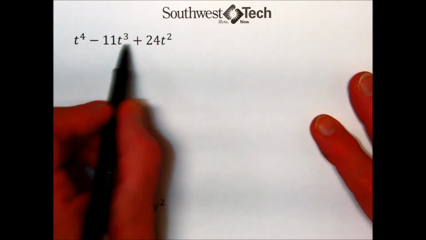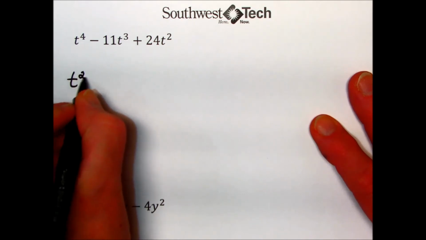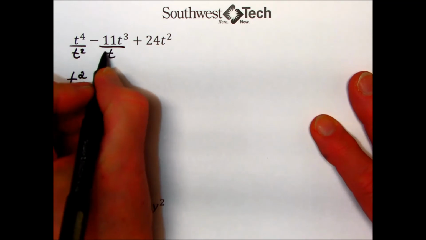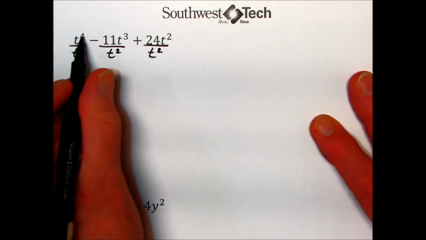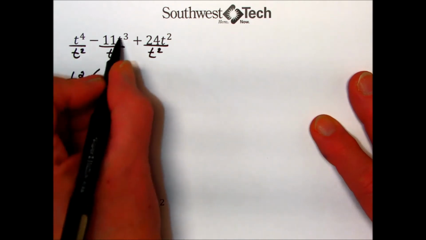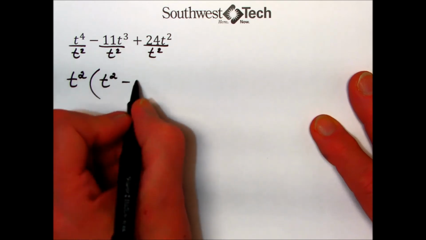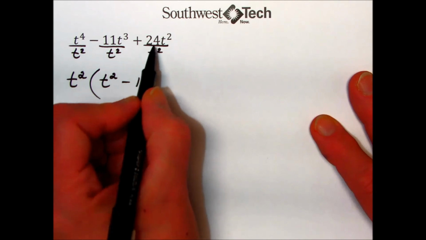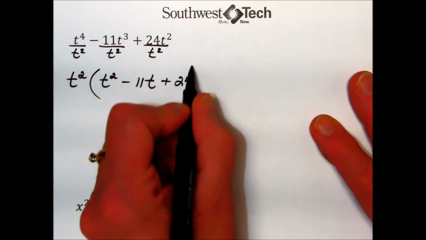Number-wise, it's 1, but variable-wise, it's t to the second. No problem. We'll get rid of that greatest common variable factor by dividing every term by t to the second power. T to the fourth over t to the second leaves t to the second. T to the third over t to the second, subtracting exponents, leaves an 11t. The t squareds cancel out, leaving a 1 times 24, or 24.